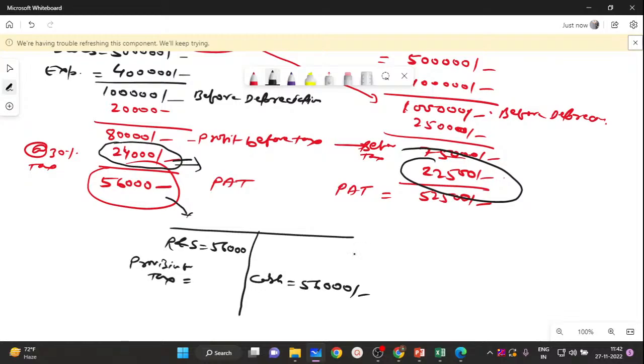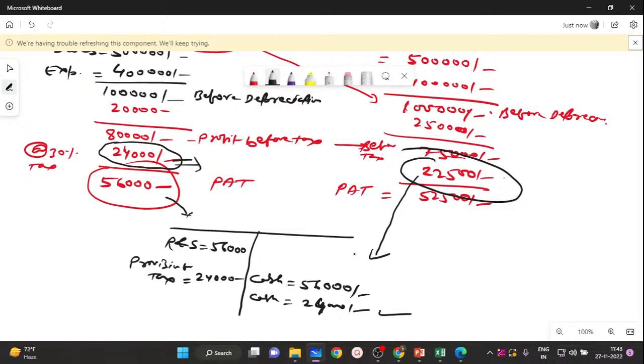They will write provision for tax 24,000 rupees as per Company Act. And here also they will write cash that is lying 24,000 in the company. But friends, this 24,000 is lying. But how much actual cash will the company pay? The company will actually pay not 24,000. The actual company will pay 22,500 only to the income tax department.